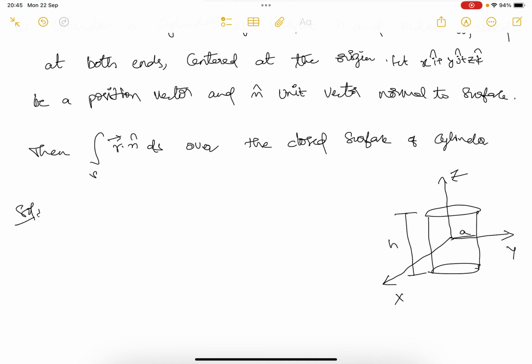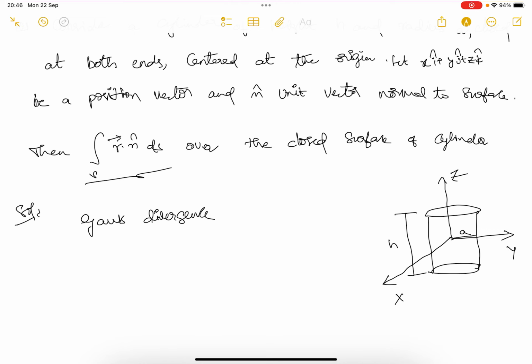So let's start. We can do this in two methods. We can directly proceed with the given integral r bar dot n cap ds, or we can convert it using the Gauss divergence theorem, and we can do it very easily. So let's try both methods. Let's try the Gauss divergence method first, since it will be much easier.